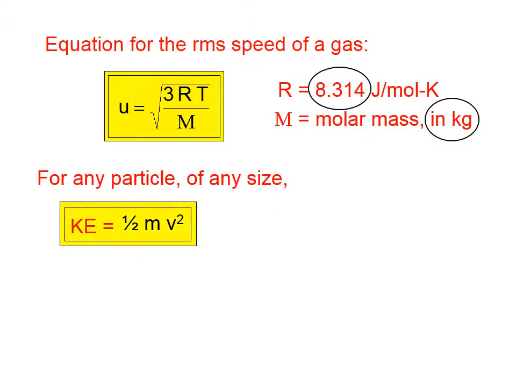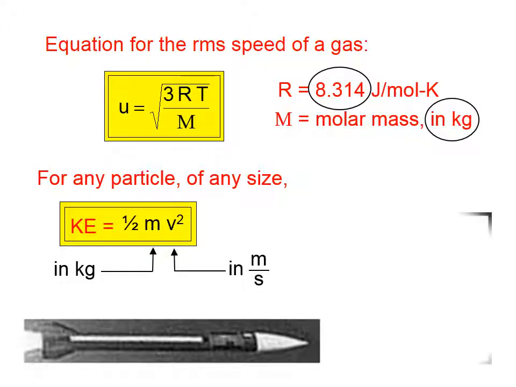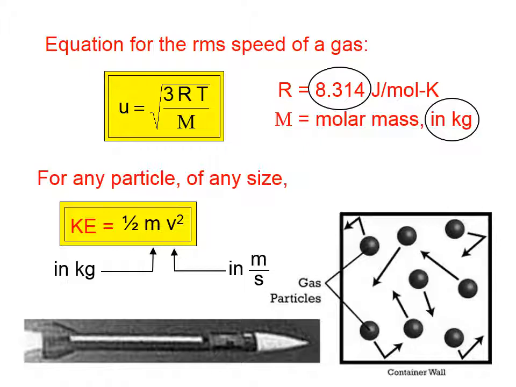Well, we know from physics that for any particle of any size, the kinetic energy is equal to 1/2 mv squared, where the m must be in kilograms, the speed must be in meters per second, and that gives us kinetic energy in joules. So that equation applies for massive objects like rockets, or also very, very tiny objects like gas particles.